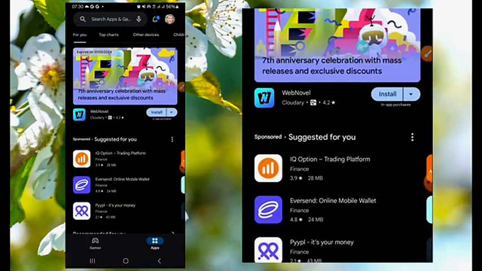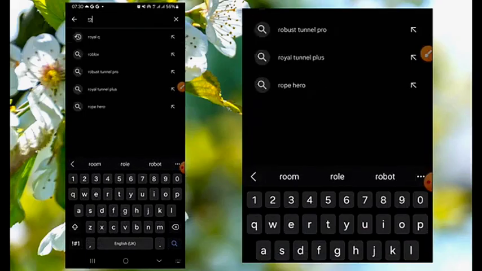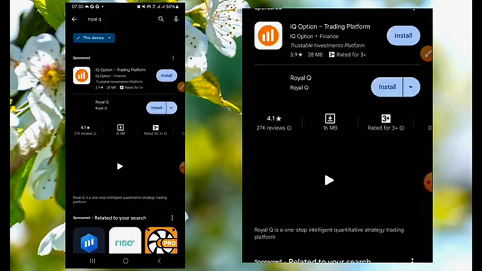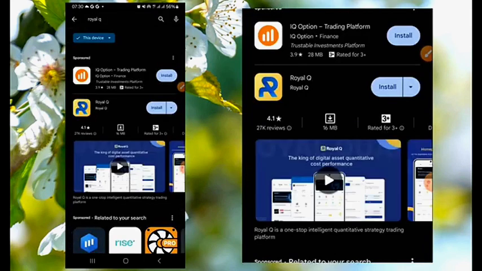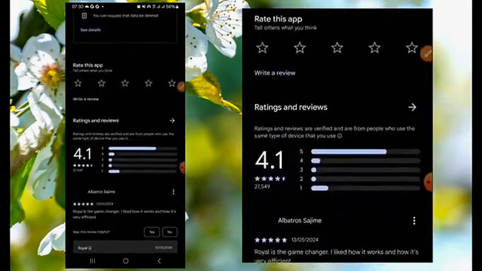Anyway, that's that. Now let's first try to compare these robots. I'm going to begin with the biggest robot, of course. Let's begin with Royal Q. There's a reason I'm doing this, so try to understand me. So when you go to Royal Q, you find that this is what I need to consider. It has 27k reviews, and when I navigated into the reviews, I realized that, let me first try to go down together there.